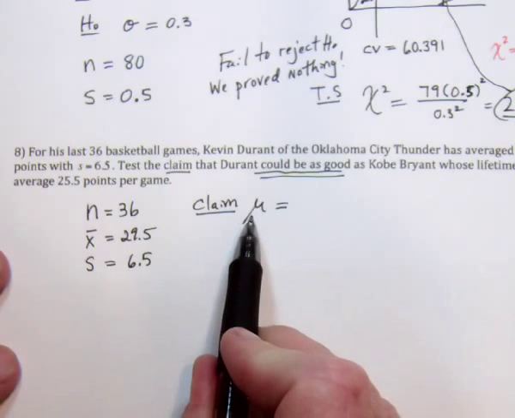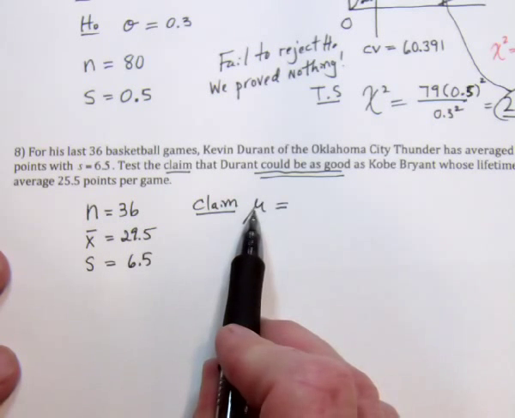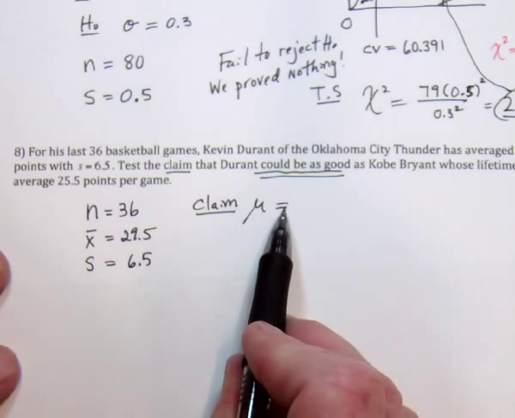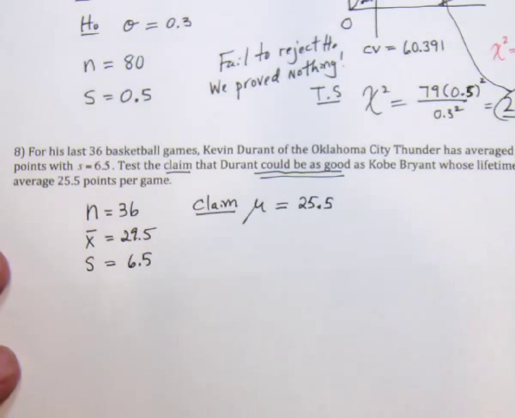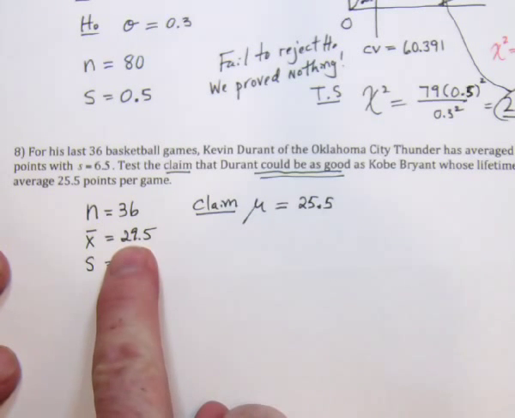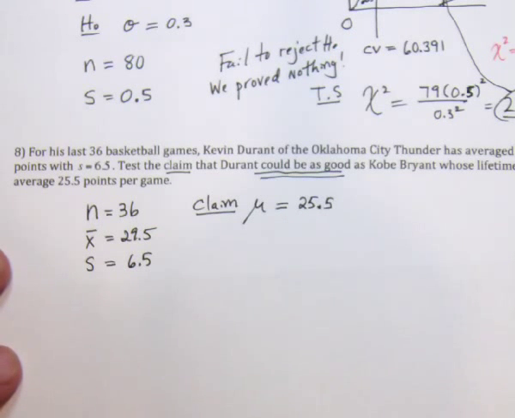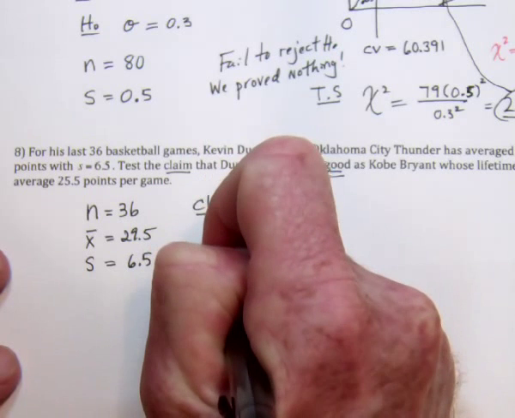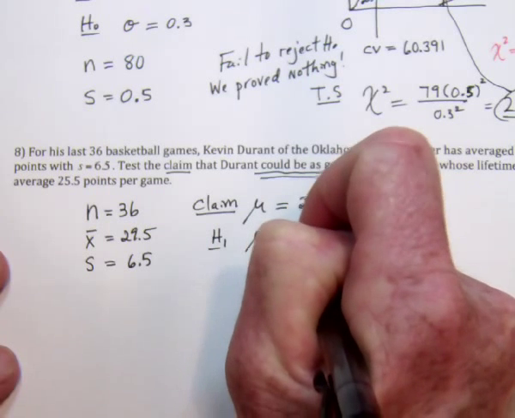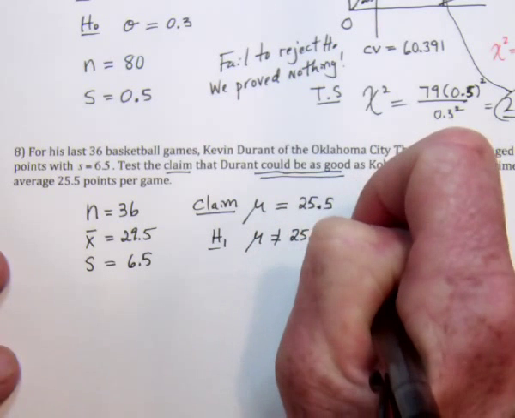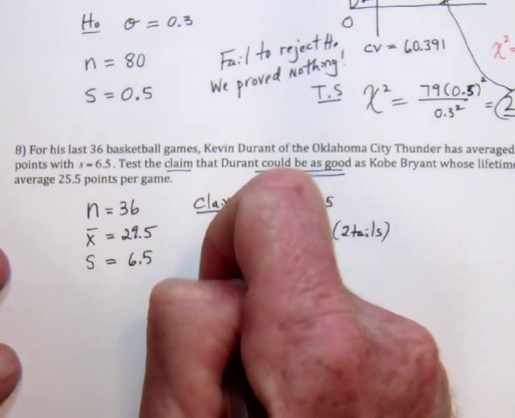So this is for Kevin Durant, based on these 36 basketball games. Is his lifetime average possibly equal to 25.5 for Kobe Bryant? Looking at the numbers, it sure looks like we're going to be able to reject and say, no, actually Kevin Durant is better. Let's see. Then H1 is going to be not equals, which makes it a two-tailed test. And then H sub 0 has equals.